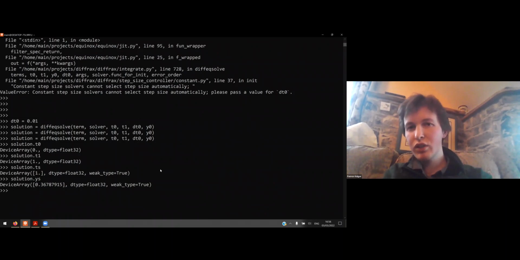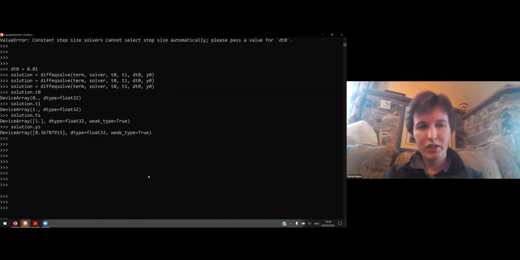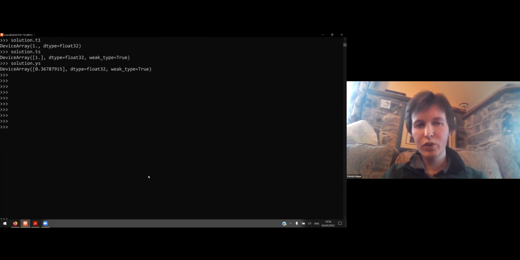Okay, so I can solve exponential decay. That's nice and simple. Let's do something slightly more complicated. This is where I'm going to start to show off some of the new things in Diffrax. Because what I'm going to do is solve an SDE, and we'll do it with, say, dense output. So in this case, let's start off. This is the same exponential decay for the drift of an SDE, and then for the diffusion, let's just have a small amount of noise.